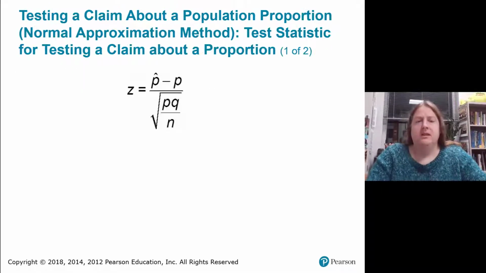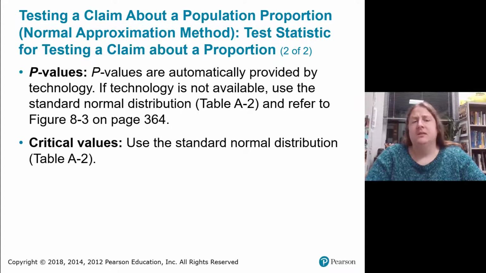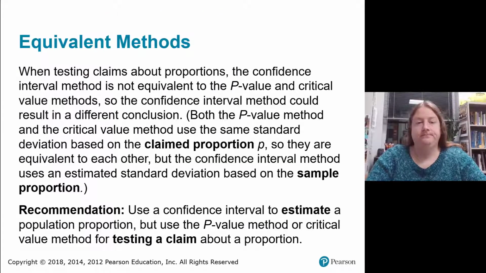All right. So we'll be using z equals p hat minus p over the square root of p times q divided by n. And when we talk about p-values, again, they're automatically provided by technology, but we're not going to be using technology. Instead, we'll be using table A2 to look them up. And then when we talk about critical values, we'll be using table A2 for that as well.